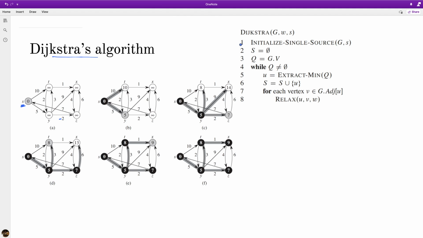The algorithm once again begins by running the initialize single source method, where we set all the v.d and v.pi to the respective values, d to infinity and pi to nil. The algorithm maintains a set of vertices S whose final shortest path weights from the starting node have already been determined. So this is in a way a maintenance of the solution.